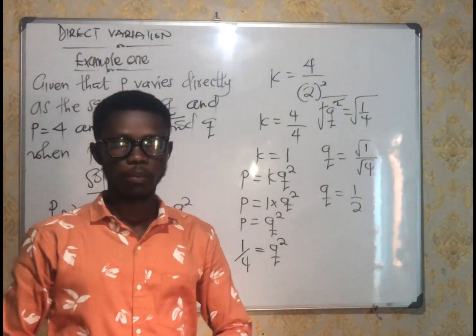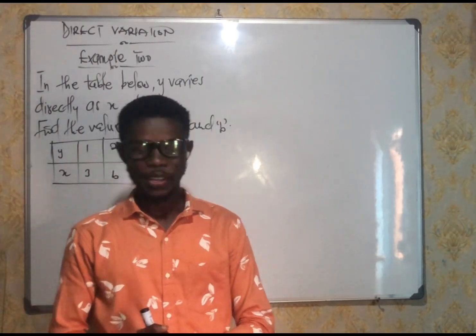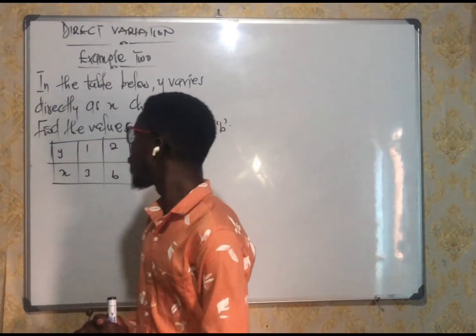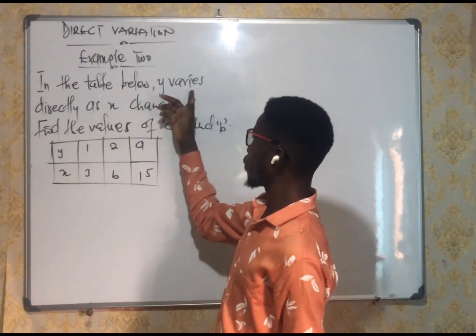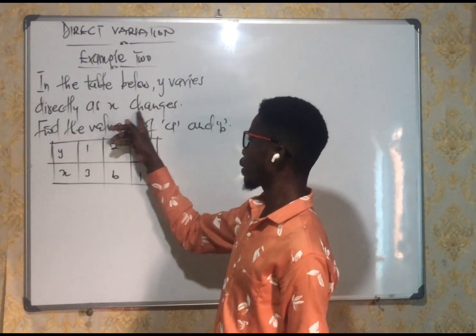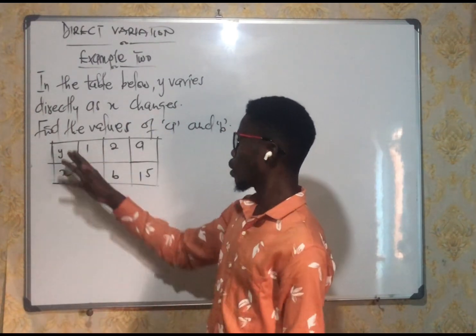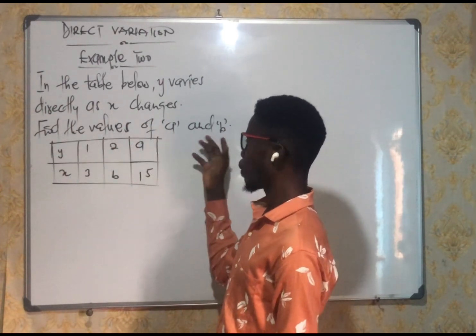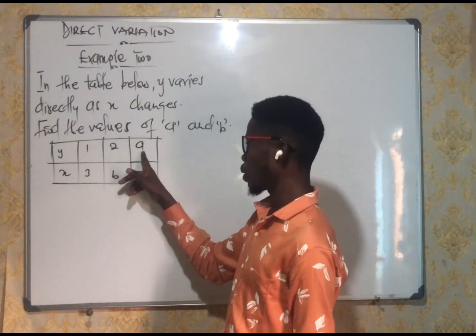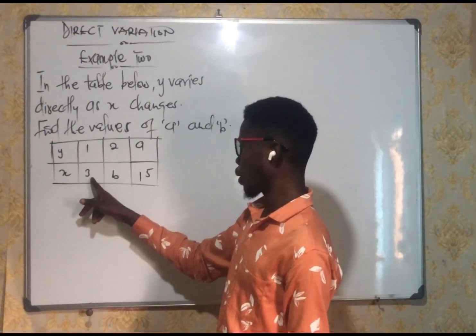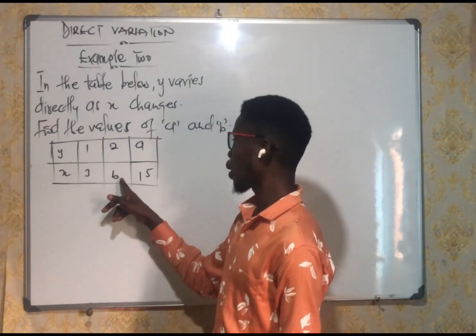Now let's look at example number 2. In the table below, y varies directly as x changes. Okay, find the values of a and b. We want to find the value of this b and a. Here is 1, 2. So what will be the next number? Here is 3, and here is 15. What will be the number in the middle? That's what I want to find.